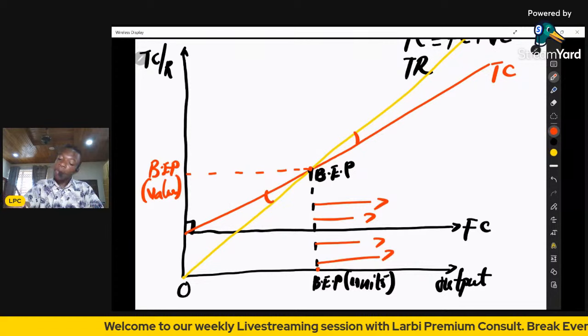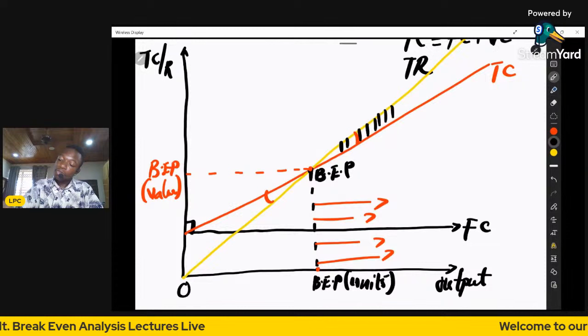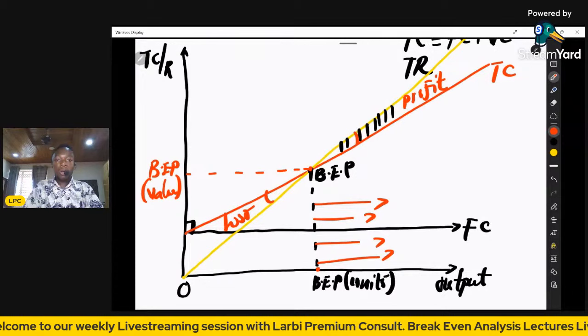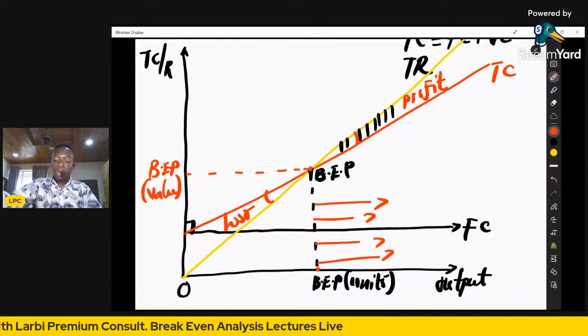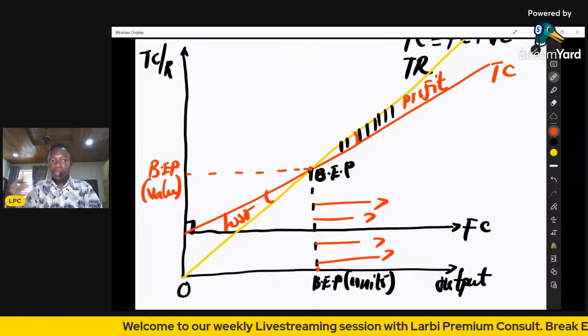And we call this area, let me use black here, we call this area the profit area. Below the break-even point, we have what? A loss area. We have a loss area, right? That's what we need to understand. So beyond the break-even point, we are making a profit. Below it, we are making what? A loss. And let's get back to what we were discussing before we chipped in the profit area and the loss area.